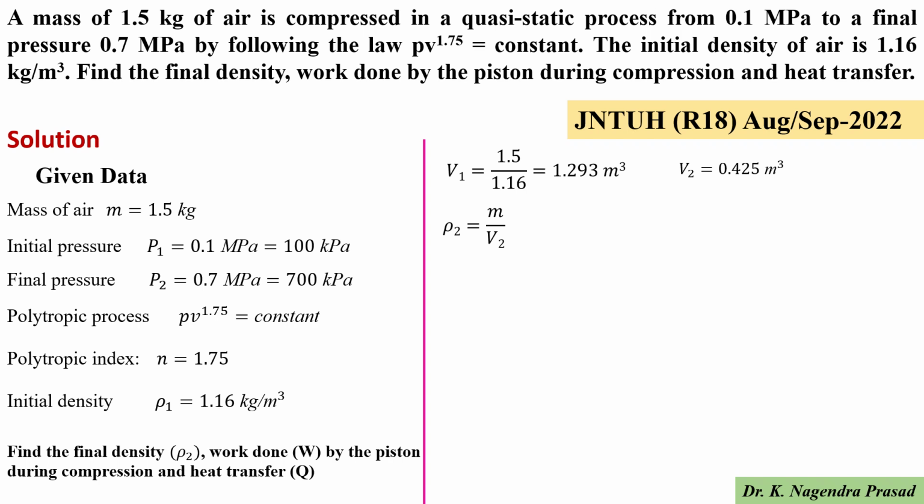So we know the V2 value. Then we have to determine rho 2. So rho 2 equal to m by V2. We know the m value as well as the V2 value, substitute, which is equal to 1.5 divided by 0.425. Then rho 2 equal to 3.53 kg per meter cubed. So we determined the final density rho 2.